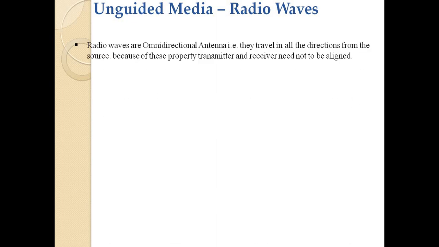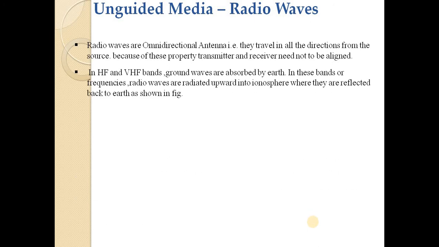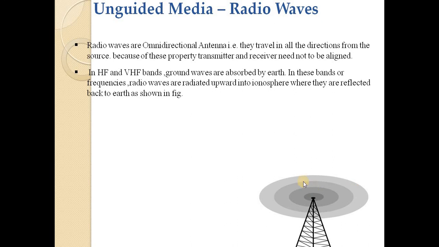First, radio waves are omnidirectional, which means that they travel in all directions from the source. Because of this property, the transmitter and receiver need not be aligned. Next, in the HF, meaning high frequency, and very high frequency bands, ground waves are absorbed by the earth, and in these bands or frequencies, radio waves are radiated upward into the ionosphere, where they are reflected back to the earth as shown in the figure. This is the radio waves.